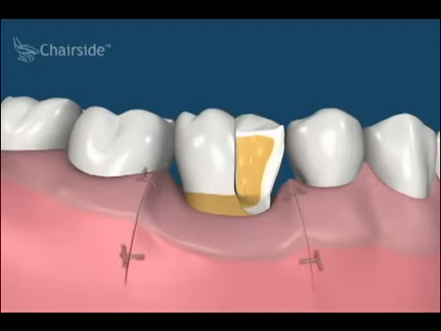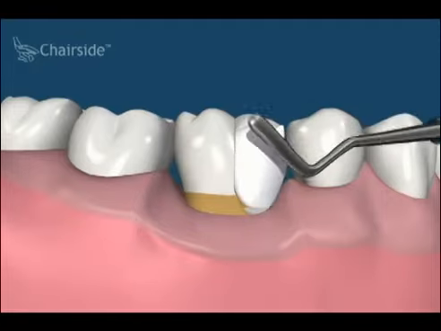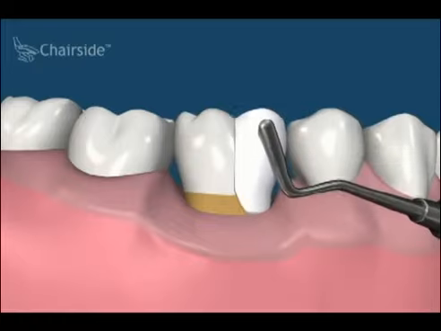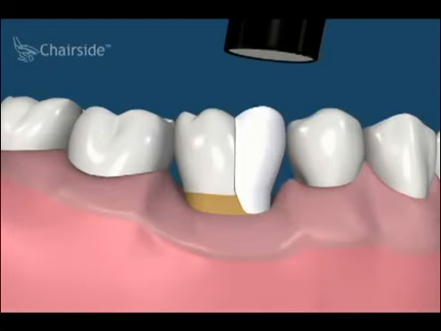The flap is repositioned and sutured into place. After healing, the tooth can now be restored. In this situation, a light cured resin filling is used first to replace the lost cusp.